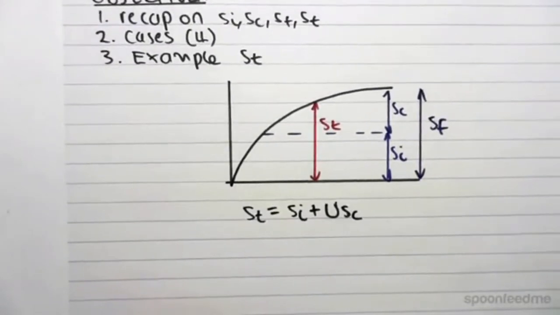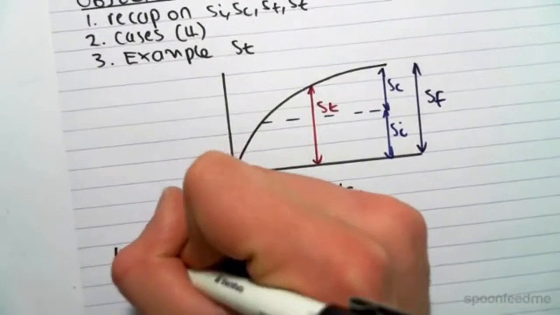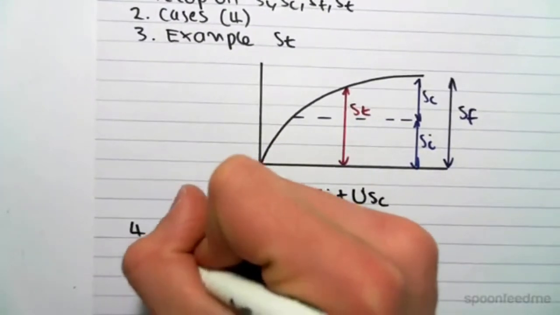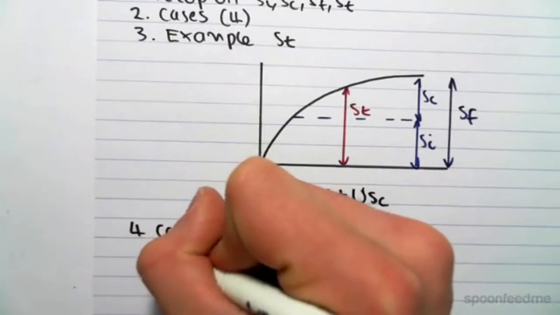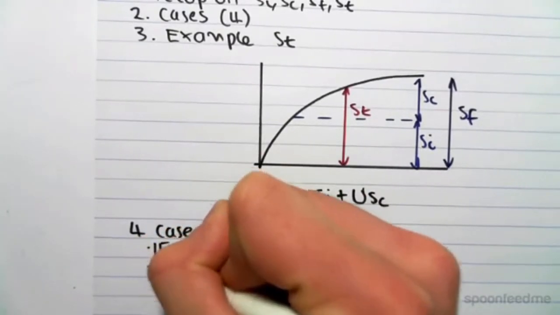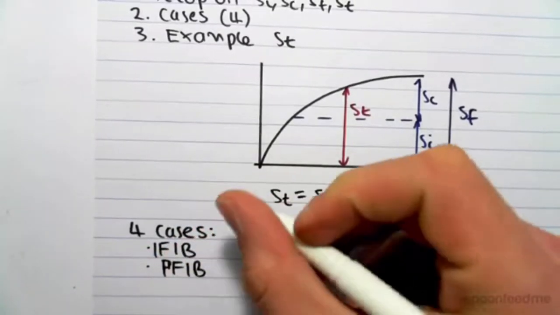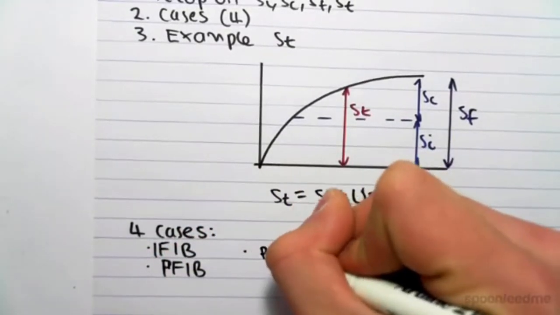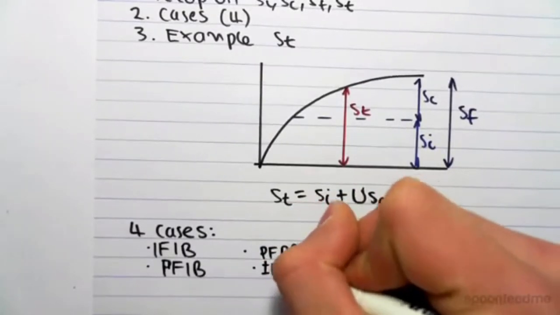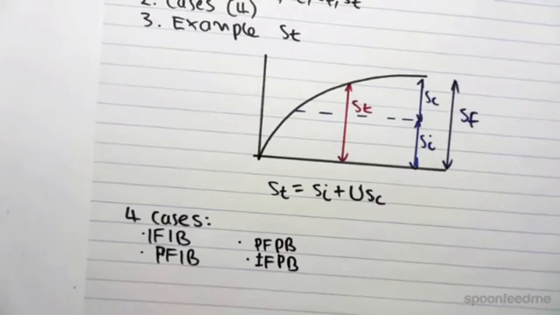So just before we start, for these types of questions for 3D settlement, there's four cases which could be given. You can either have an impermeable footing and an impermeable base. You can have a permeable footing and an impermeable base. You can have a permeable footing and a permeable base. And you can have an impermeable footing and a permeable base. So what do these all mean?